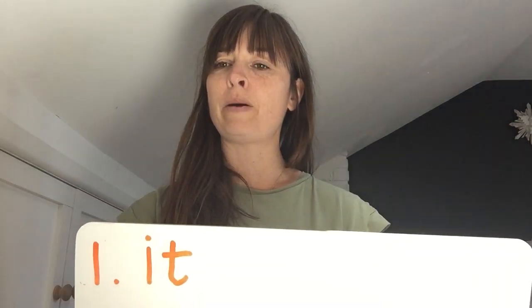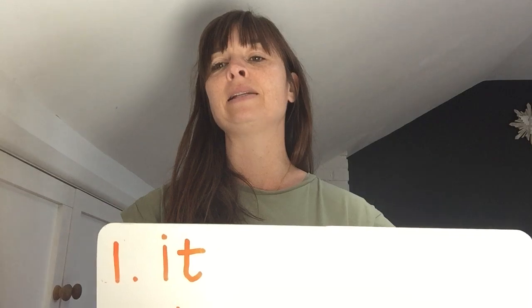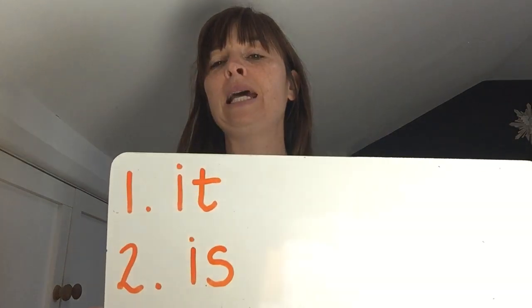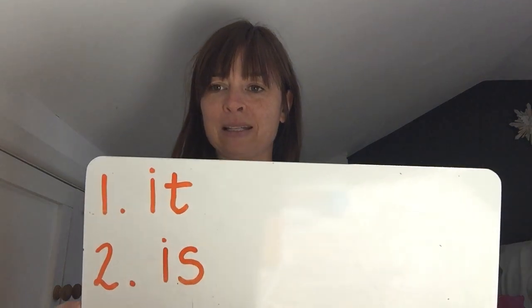Number 1 is it. Number 2 is. Number 3 is on. Number 4 is up. And number 5 is no. Okay, so let me show you the answers. So give yourselves a tick if your number 1 looks like that for it. It and a t spells it. Number 2 is. And it and a s spells is.